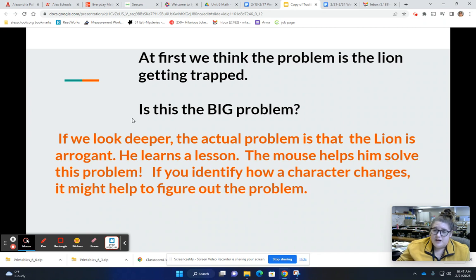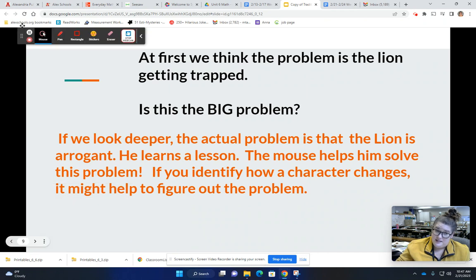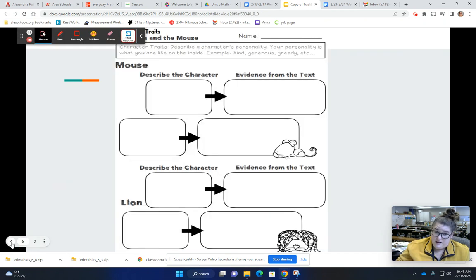If you identify how a character changes, it might help you to figure out the problem. So we learned that the character at the beginning of the story was very arrogant, but at the end, I think he learned his lesson, that he realized that even a mouse could help the lion survive.